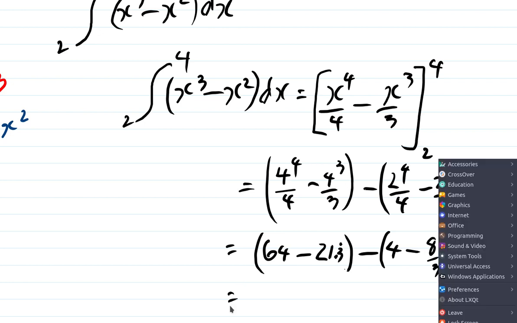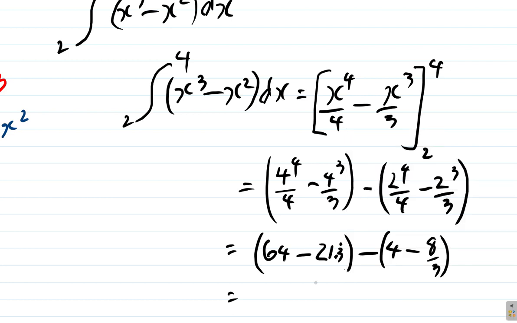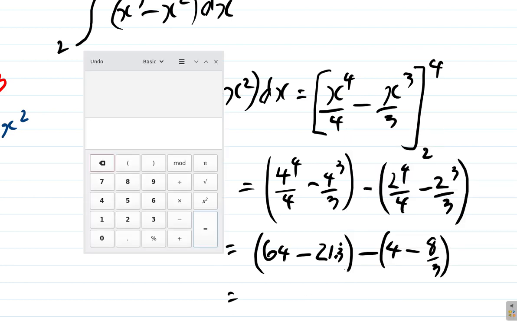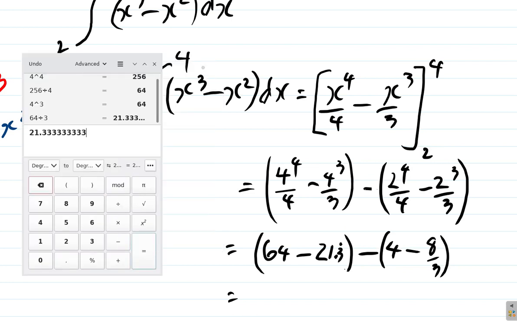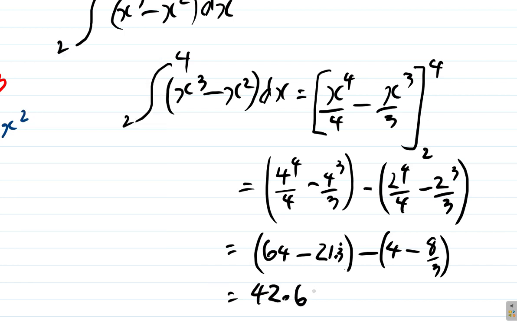So, let's get back to our calculator and see what it says here. 21.333. So 64 minus 21 and 1/3 equal 42.6 and so on. This is really 42 and 2/3. 42.6. Sometimes a line is drawn over it, but let me put the dot. Minus.